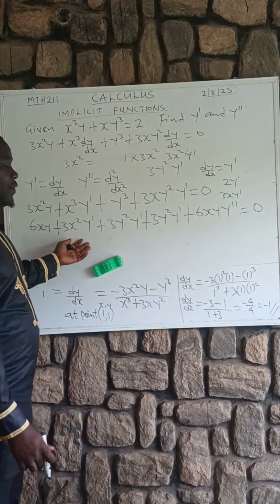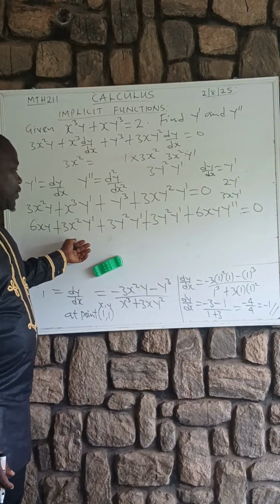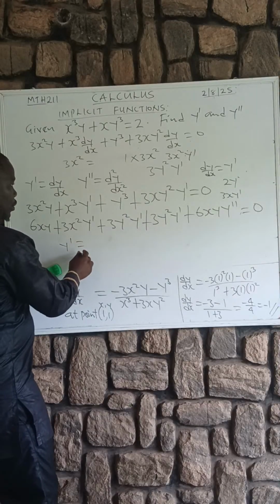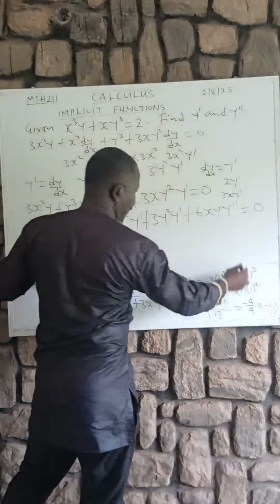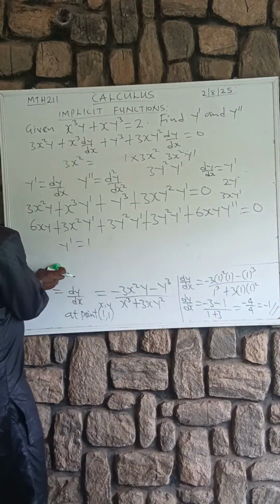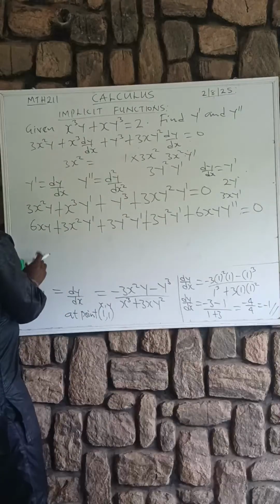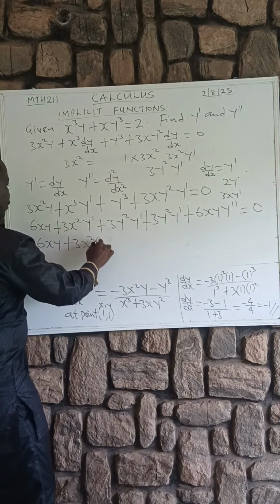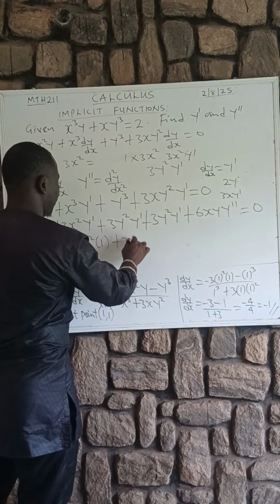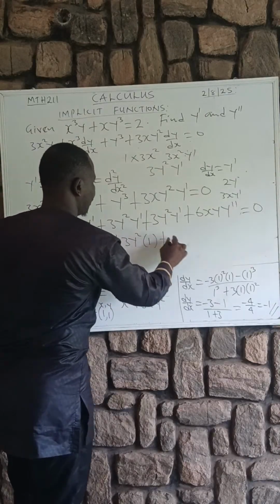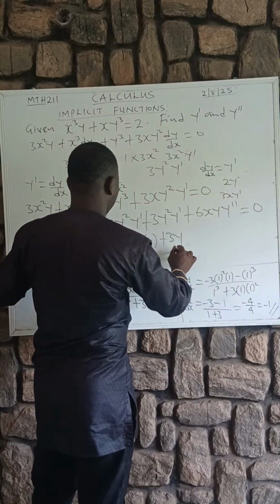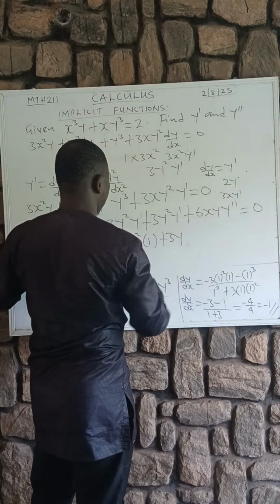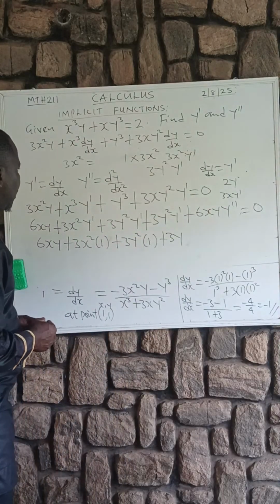So what is left again? Already, note that your y prime is equals to 1. Look at it here. The y prime is equals to 1. So you just substitute in 1. 6xy plus 3x squared, open bracket 1, plus 3y squared, open bracket 1, plus 3. Wait. Hope I'm right.